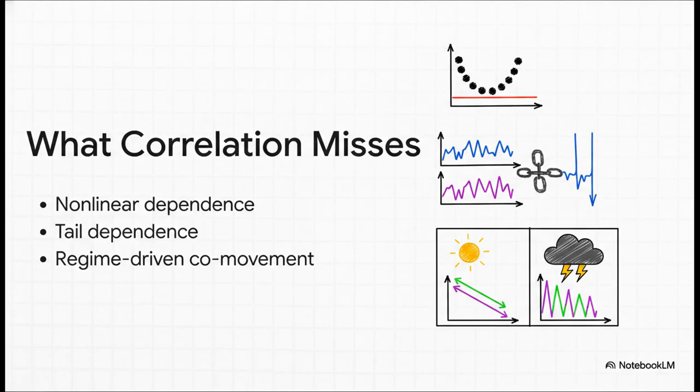Correlation completely misses any relationship that isn't a straight line. It misses something called tail dependence, which is just a fancy way of saying it doesn't see how two assets might suddenly become joined at the hip during a massive market crash. And it doesn't get that the market can act totally differently in different regimes. Like, the rules for a calm bull market are not the same as the rules for a panicked bear market.